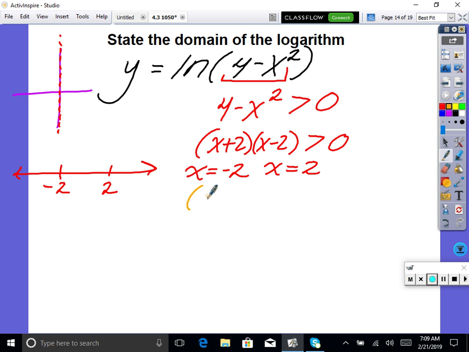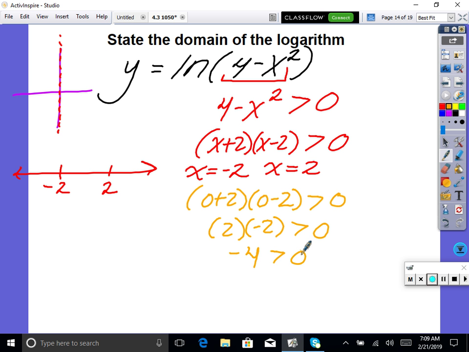So I plug in 0, that would be 0 plus 2 times 0 minus 2 is greater than 0. So isn't that 2 times -2 is greater than 0? -4 is greater than 0? Nope. So that is not in our domain because it was not a true statement. So then it must be yes, and it must be yes. So now we can see by this picture our domain, we've got to write it in interval notation. So you would say -infinity up to -2, not including -2, union 2 to infinity.